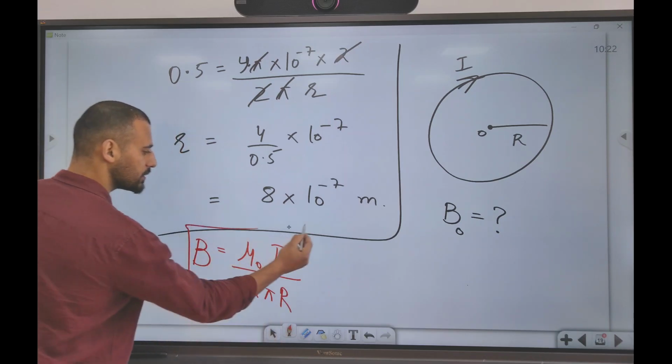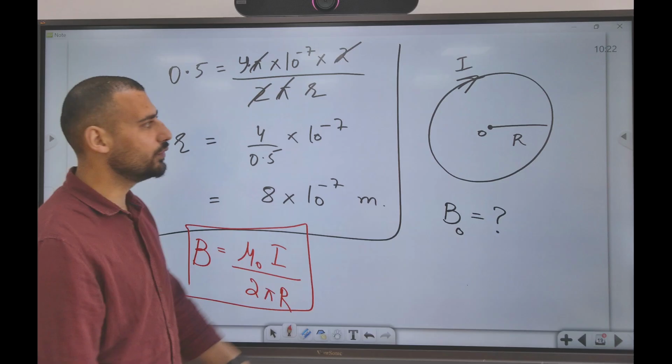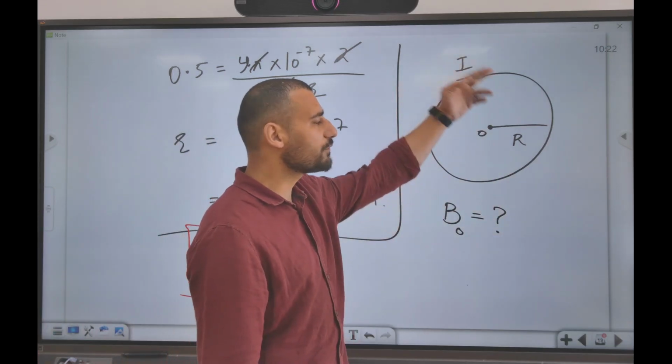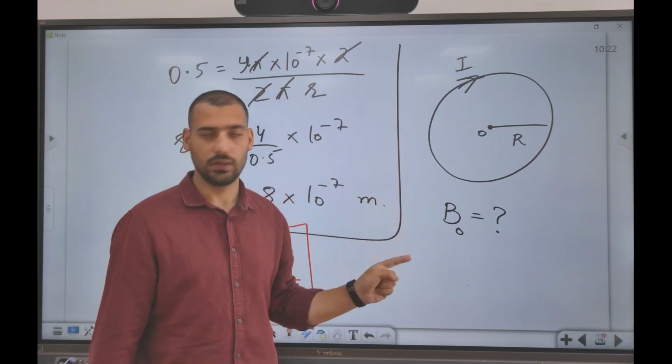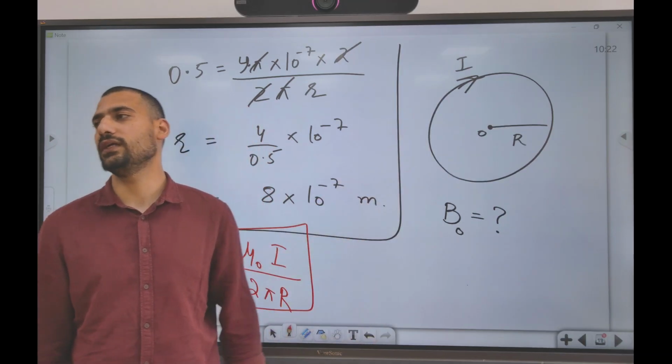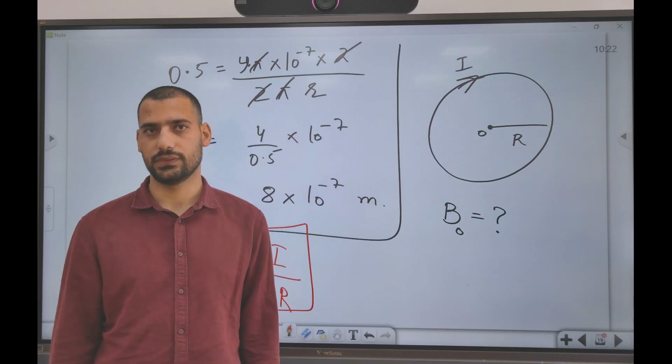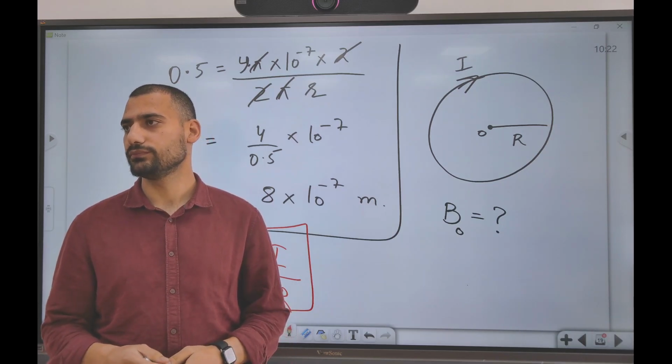And then I asked you for a homework. The homework was this: if the current is flowing in a circular loop, what is the value of the magnetic field generated by this loop? Did anyone do it at home?